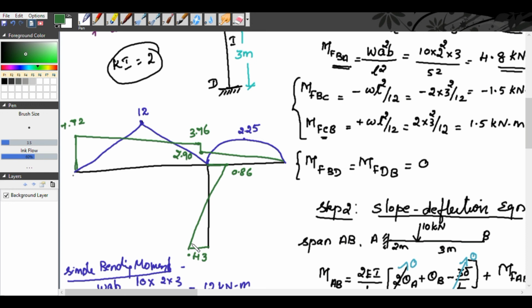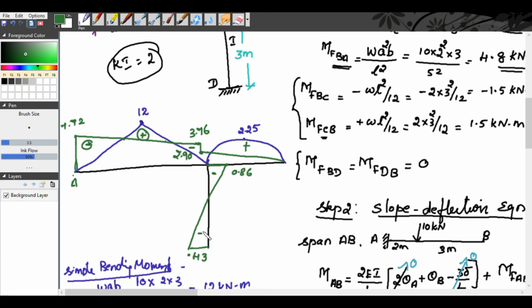Now see here. From this point, this is A, to this point we will have negative, and from this point to this point of the span we will have positive. From this point to this point again negative bending moment, and from this to this positive. From this point we have a negative bending moment, and here also a negative bending moment.